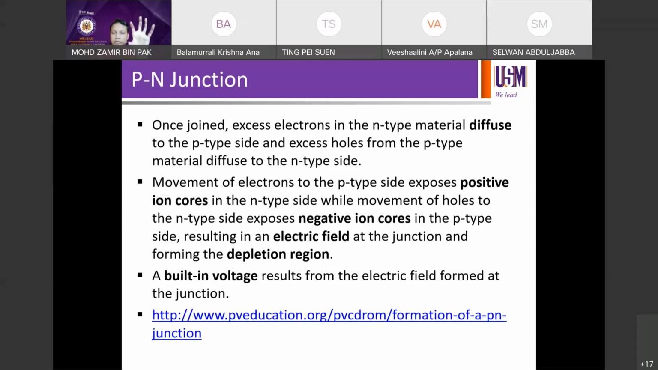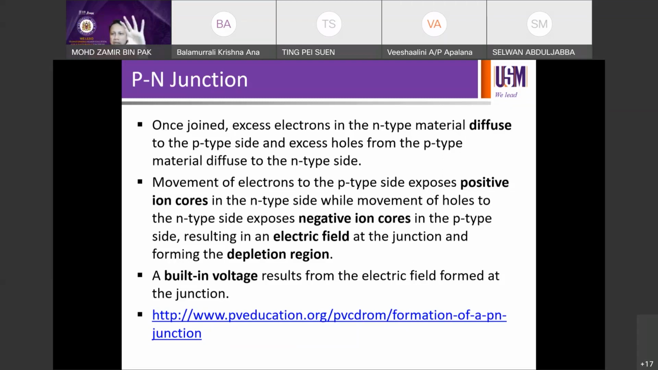It will create positive charge, guys, too. So you are going to expose these positive ion cores in the N side. And the same thing happens to P as well. We start off with P-type silicon with majority carriers holes. So the moment holes diffuse into the N side, the original atom will become negative ion cores, negative ion charges, if you like, same thing.